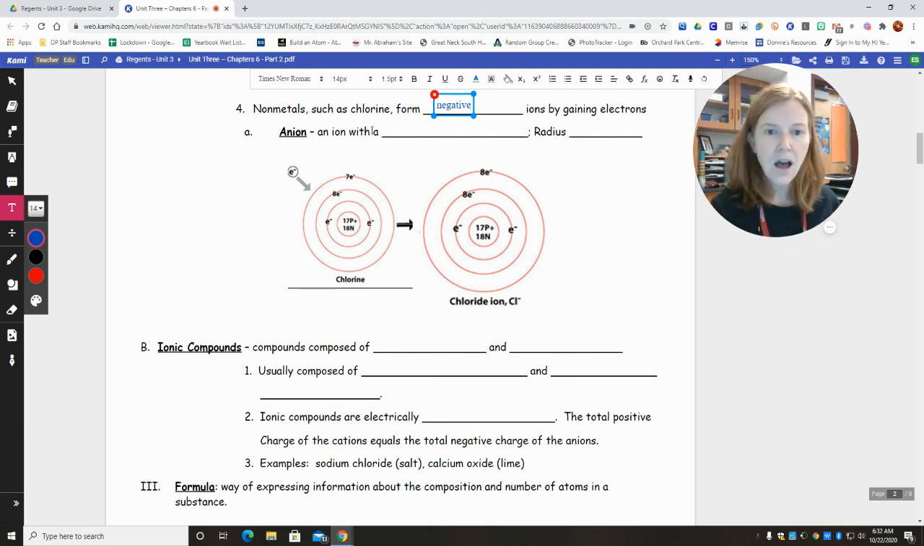When they go negative, this is known as being an anion, which is an ion with a negative charge. We have the example of chlorine, 2-8-7. You're gaining an electron, so now it's 2-8-8.